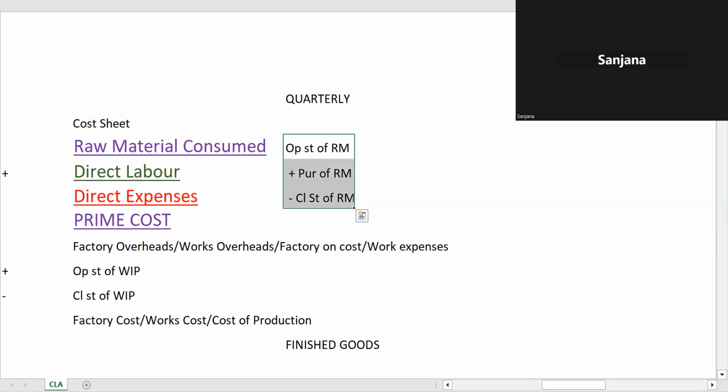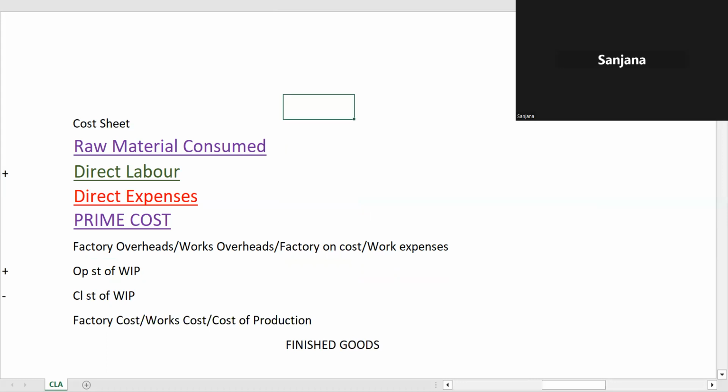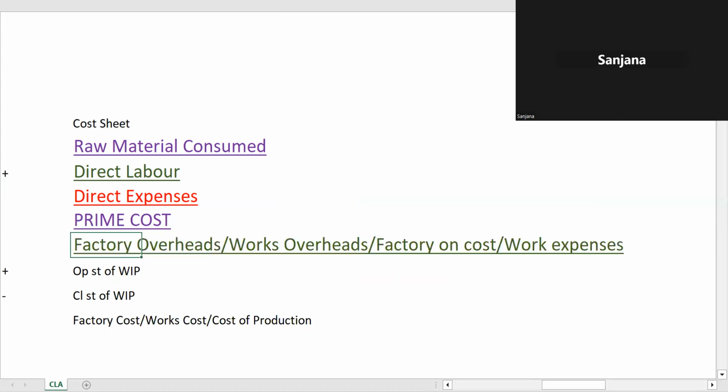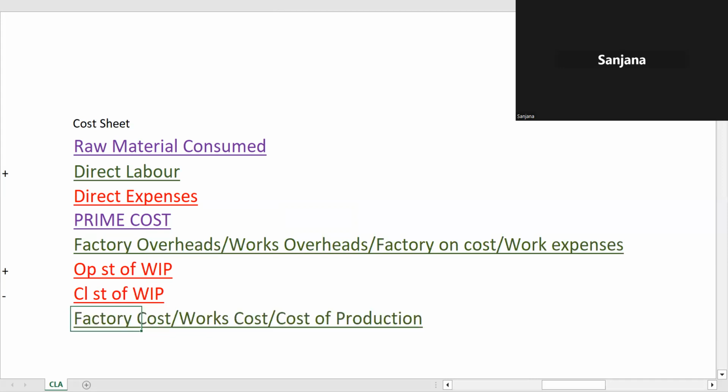Let's go slowly, we are just starting, so we can go through it logically. After prime cost we added what, factory overheads. And then what did we add, opening stock of work in progress minus closing stock of work in progress, and we got factory cost, also called cost of production, right?